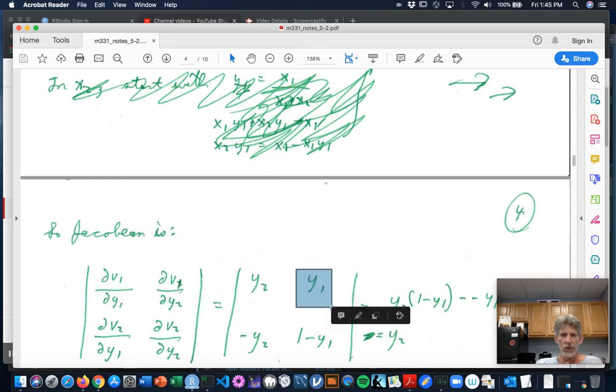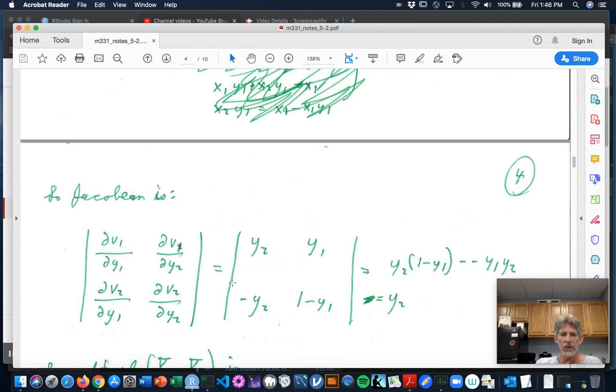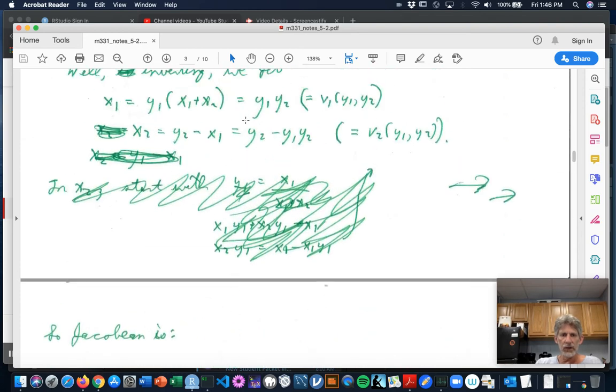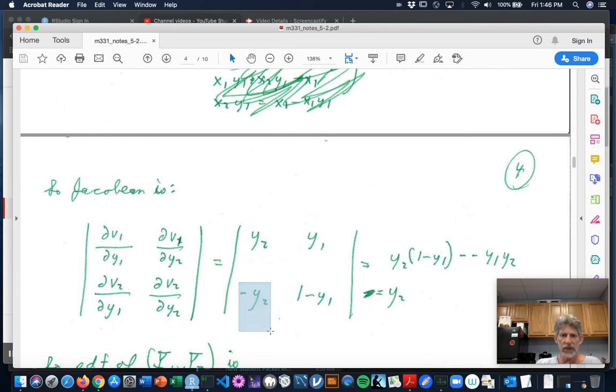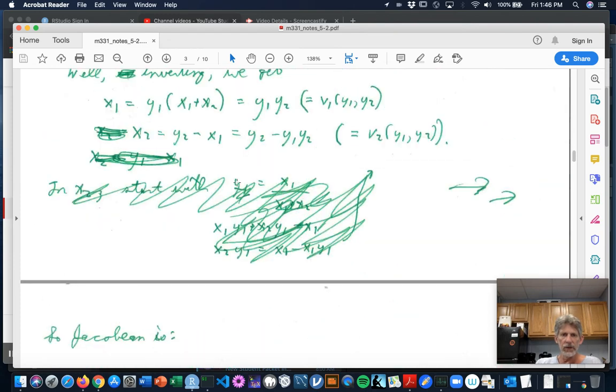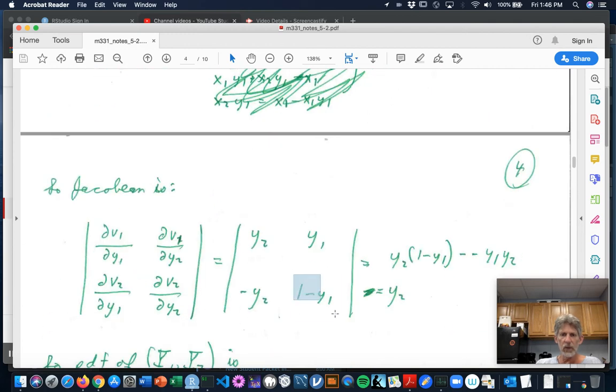And the derivative of y1, y2 with respect to y2, this time the y1 is like the constant. Constant times x gives you constant for derivative. So we get a y1. And working in similar ways, the derivative of this with respect to y1 turns out to be minus y2. And the derivative of this with respect to y2 turns out to be 1 minus y1.